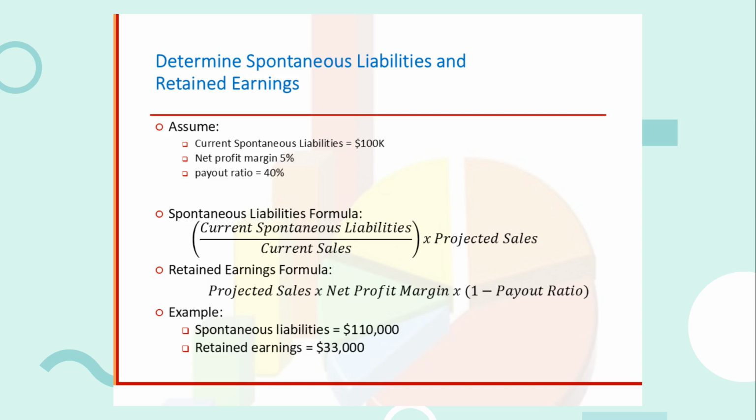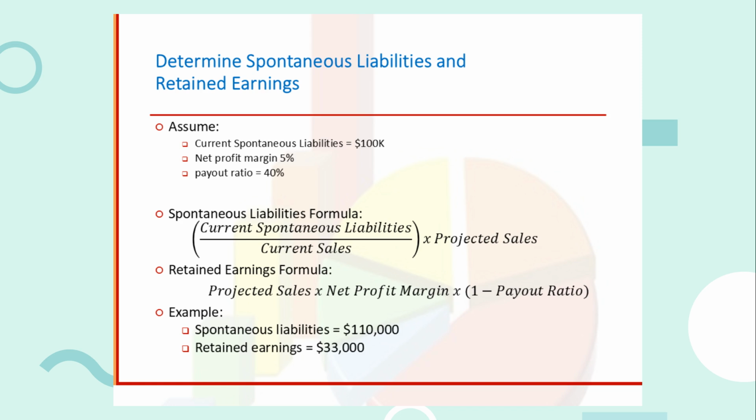You may want to pause the playback here for a moment and walk through each of the formulas shown here. Observing the formula, spontaneous liabilities equals current spontaneous liabilities divided by current sales, and that figure is then multiplied times projected sales. For example, if current spontaneous liabilities are $100,000, they would increase to $110,000 with the new sales level.